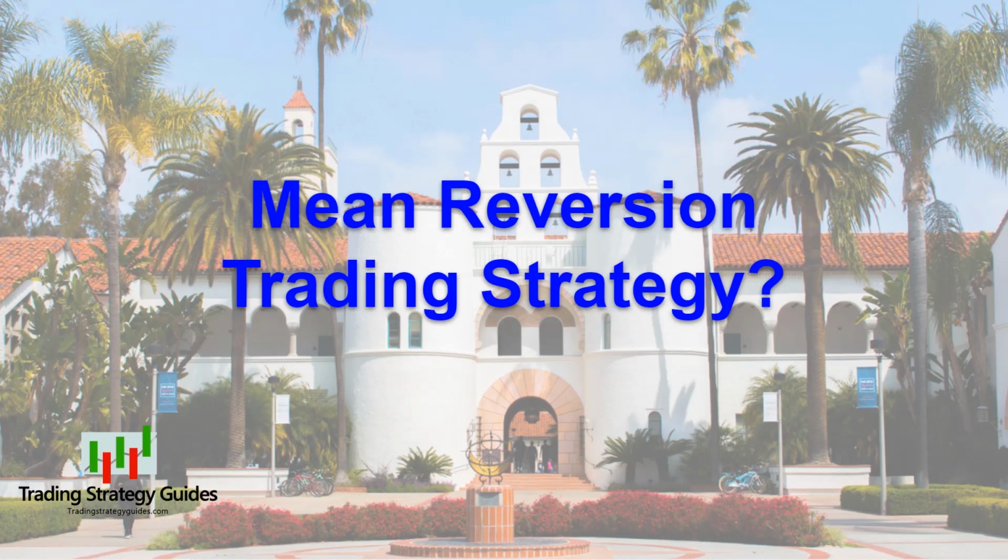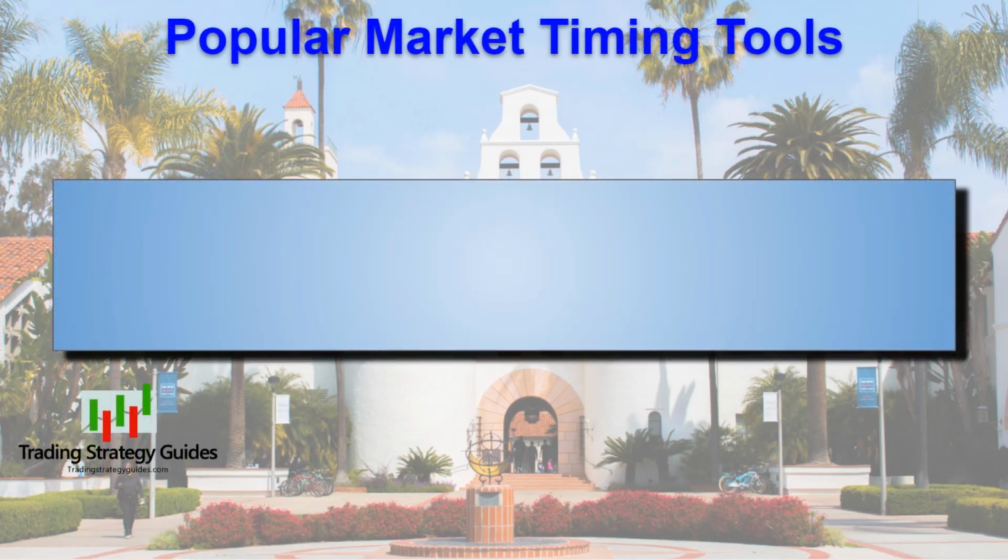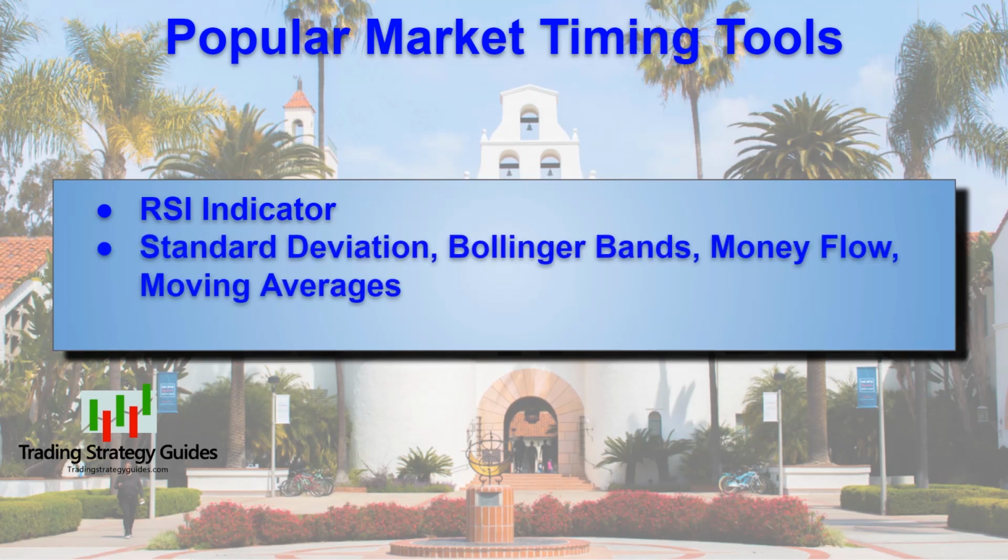With mean reversion trading, timing the market is critical. So here are some of the most popular tools you can use to time the market. The RSI indicator can be used to spot extreme overbought or oversold price readings. The standard deviation, Bollinger Bands, money flow, and moving averages can be used to spot extreme price movements. The Ichimoku cloud strategy, which is based upon the price deviation from the cloud, can also be useful.